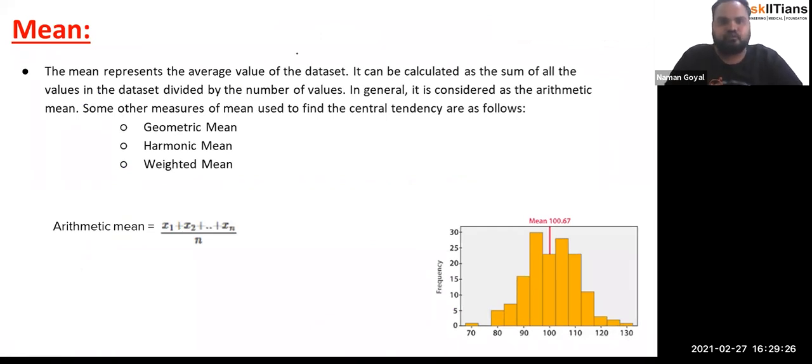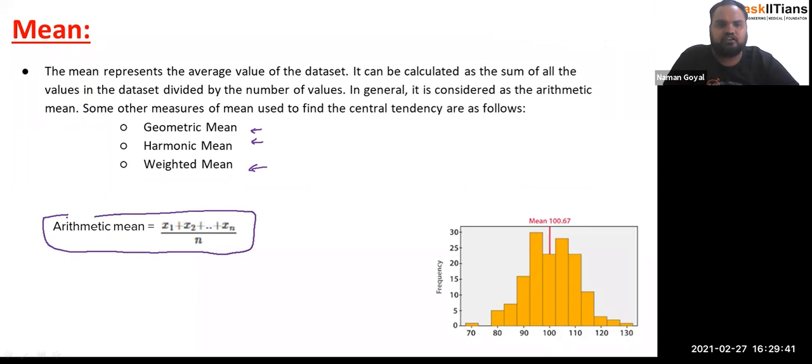So first we are talking about mean. See, mean is of three types: geometric mean, harmonic mean, and weighted mean. But we are going to learn about the simple arithmetic mean. In our course, there is only arithmetic mean. Listen, the mean represents the average value. As I told you in the previous slide, mean is also known as the average of the data set. It can be calculated as the sum of all the values in the data set divided by the number of values.